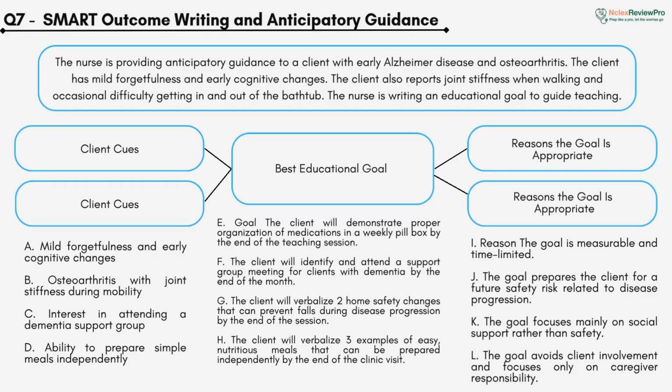For reasons the goal is appropriate, the options are: Option I, the goal is measurable and time-limited. Option J, the goal prepares the client for a future safety risk related to disease progression. Option K, the goal focuses mainly on social support rather than safety. Option L, the goal avoids client involvement and focuses only on caregiver responsibility. Take a moment and think about your answer.